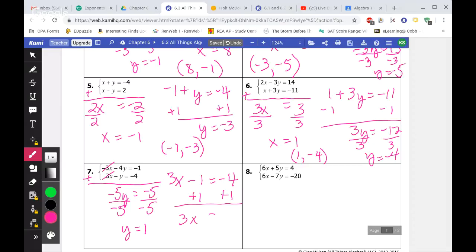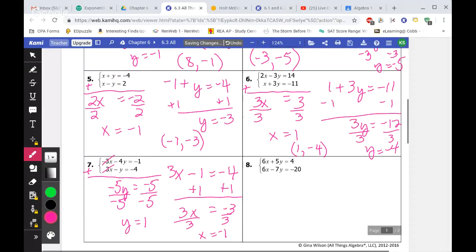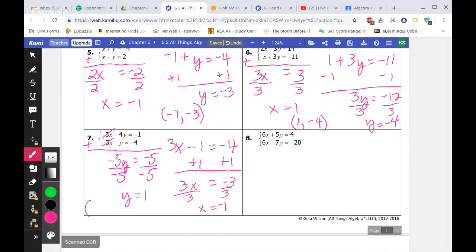3x equals negative 3. Divide both sides by 3, and x equals negative 1. So if I were to graph these two equations, the point at which they would intersect is negative 1, 1. So the solution to this system of equations is negative 1, 1.